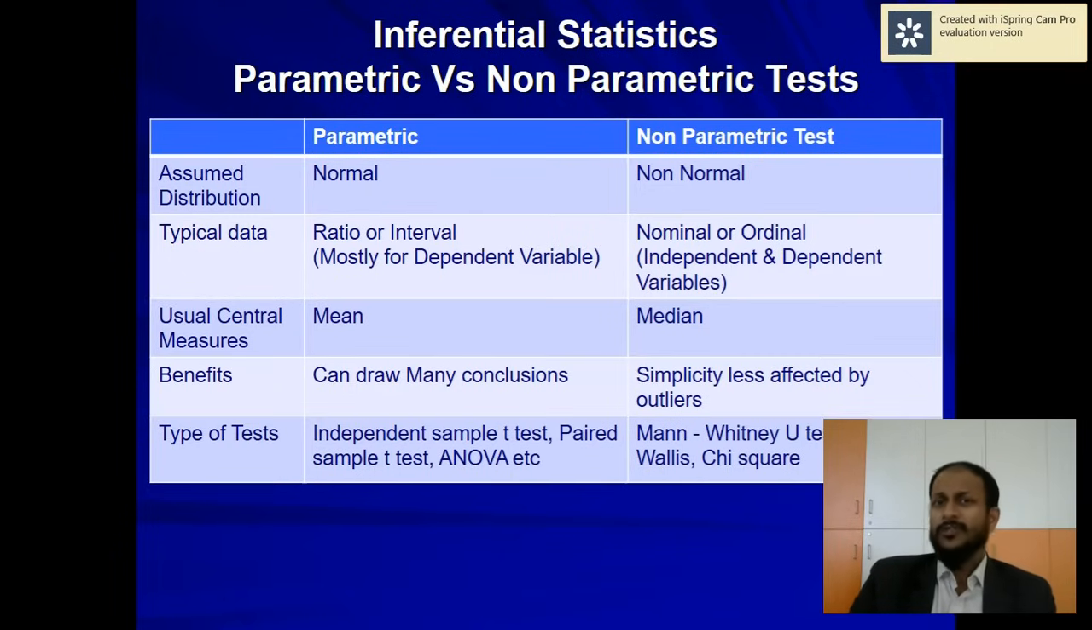The last one, which is the most important in today's session, is the different types of test. I can use tests like independent sample t-test, paired sample t-test, and so on in parametric tests, and the equivalent non-parametric tests like Mann-Whitney U test, Kruskal-Wallis test, Chi-square test. So these are all the different kinds of non-parametric tests that I can use for my analysis. These are the two broad classifications we need to understand when deciding whether to use parametric or non-parametric test.